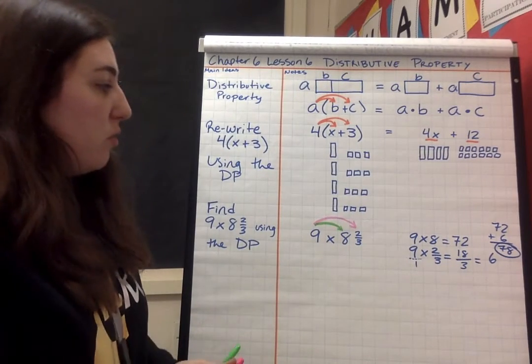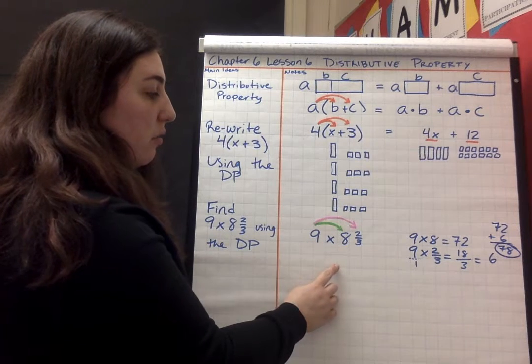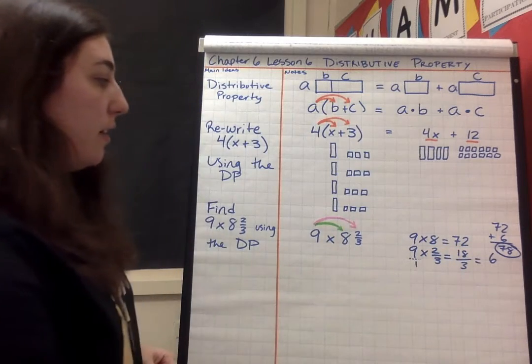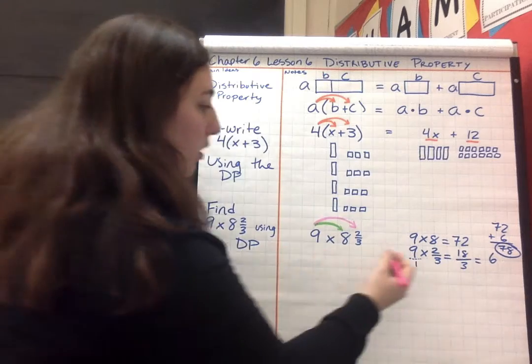So by using the distributive property, we distributed 9 to the 8 and the 2/3. We multiplied them, and then we added them on the side. All right, next example, and I'll just highlight a little bit real quick here.